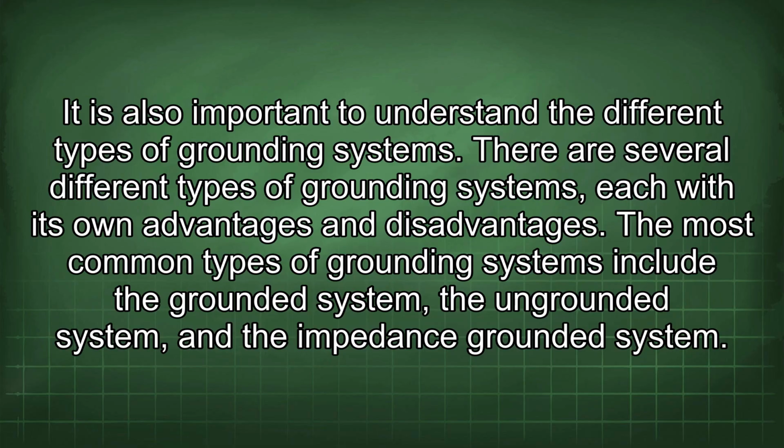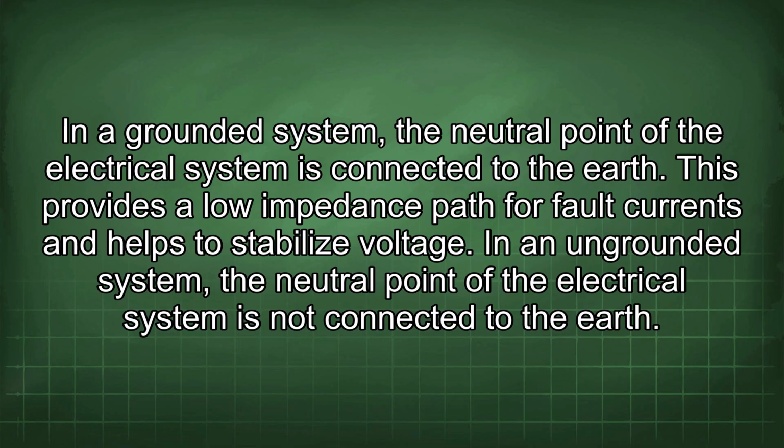It is also important to understand the different types of grounding systems. There are several different types of grounding systems, each with its own advantages and disadvantages. The most common types of grounding systems include the grounded system, the ungrounded system, and the impedance grounded system. In a grounded system, the neutral point of the electrical system is connected to the earth. This provides a low impedance path for fault currents and helps to stabilize voltage.